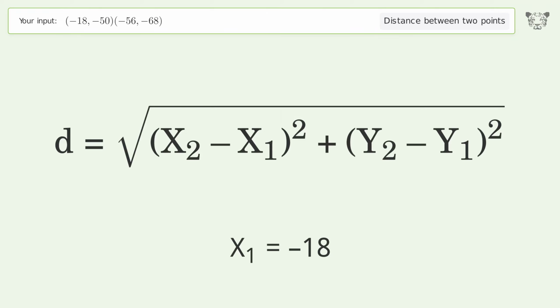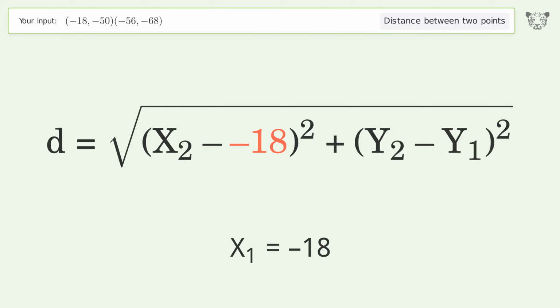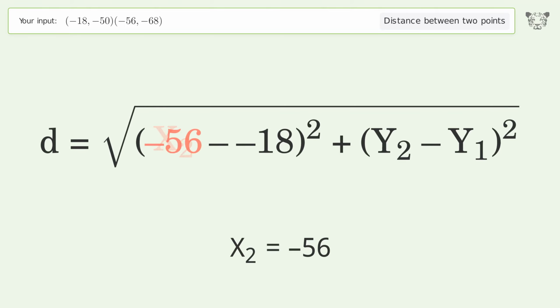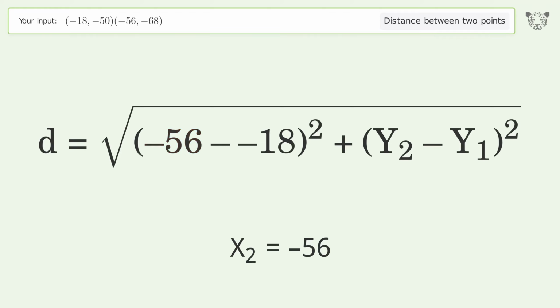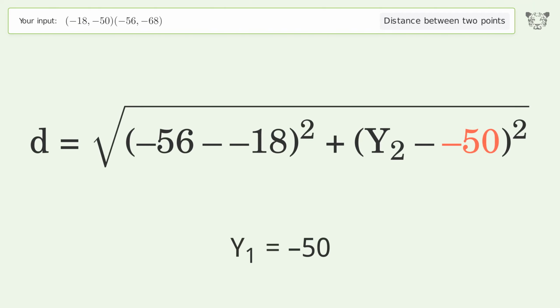x1 equals -18. x2 equals -56. y1 equals -50. y2 equals -68.